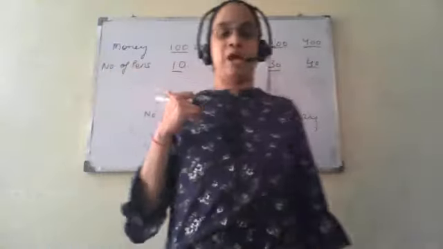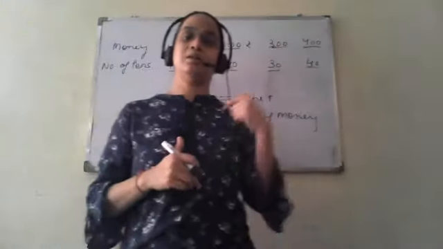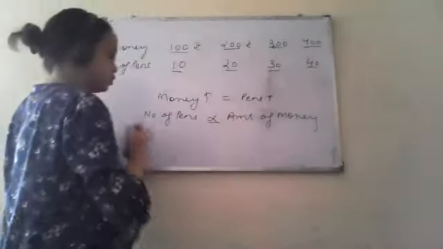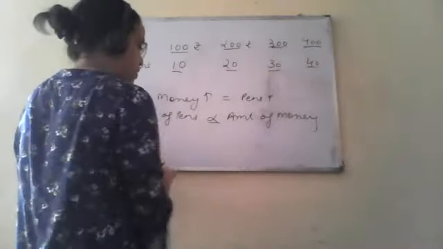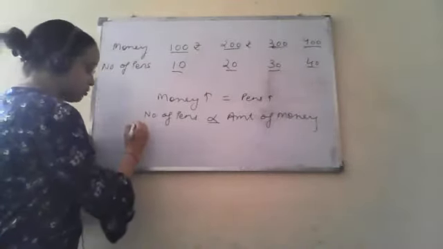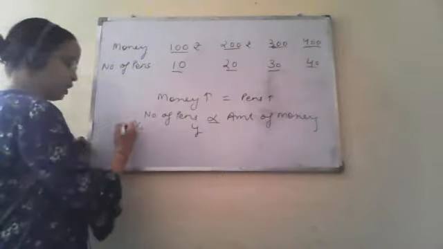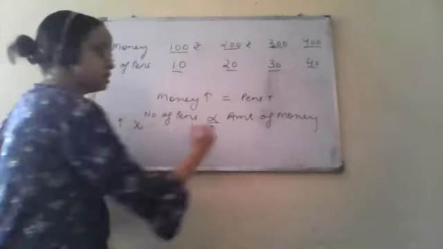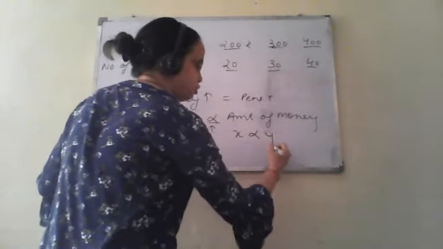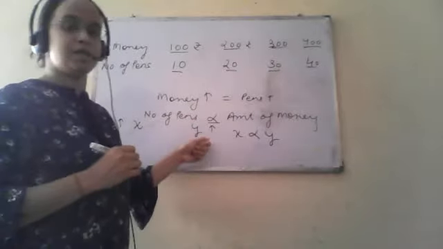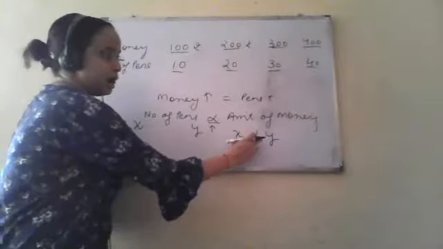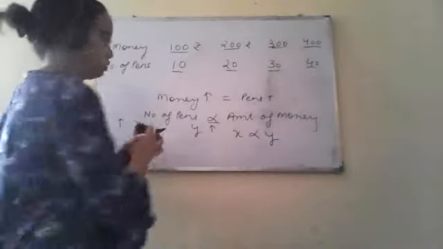So what happens in direct variation? When the value of one parameter increases, then the value of another parameter which is dependent on the first variable will also increase. This is just a generalized example. Suppose there is a variable x and there is a variable y. If we are increasing x, then y will also increase. That means x is directly proportional to y, and this is the sign of variation.